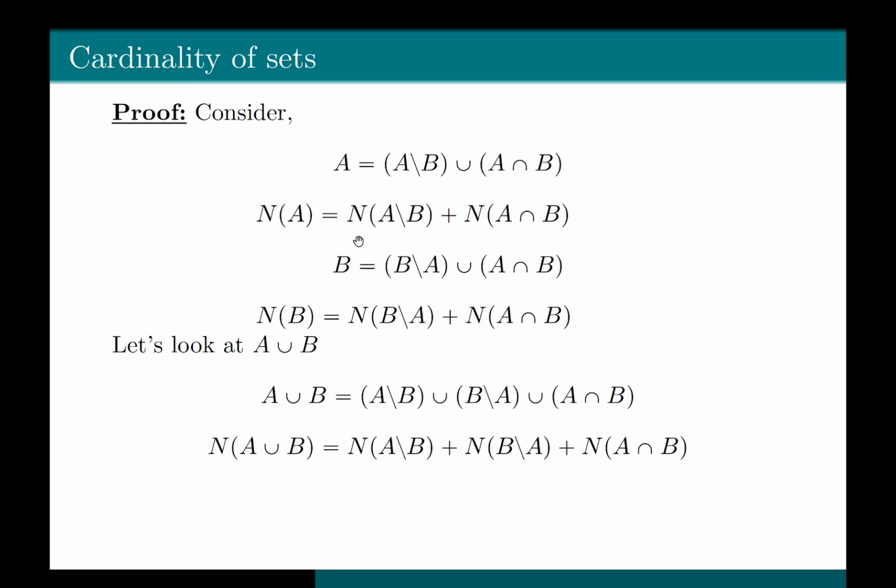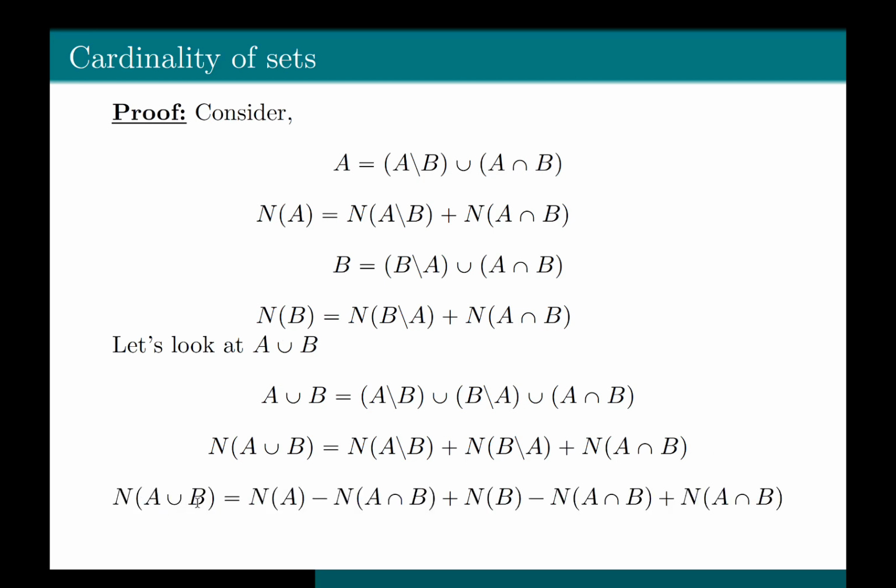If we put the value of cardinality of A minus B and cardinality of B minus A from these two equations into this equation, we will have that cardinality of A union B is equal to cardinality of A minus cardinality of A intersection B, which we get from the first equation, that is cardinality of A is equal to cardinality of A minus B plus cardinality of A intersection B. And then we have cardinality of B minus cardinality of A intersection B, which we get from the second equation, which is cardinality of B is equal to cardinality of B minus A plus cardinality of A intersection B. And then we have cardinality of A intersection B from the above equation.